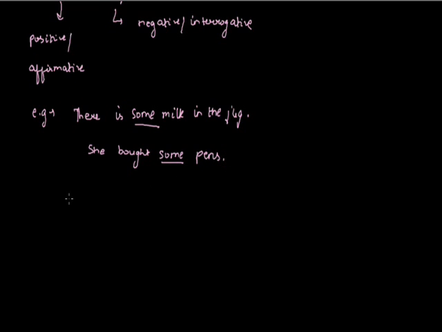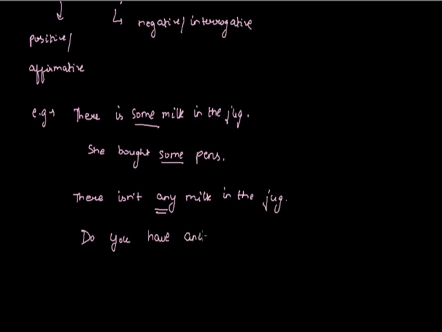If we talk about any, there isn't any milk in the jug. Here any is used in a negative sense, that there isn't any milk in the jug. If we talk about an interrogative sentence, do you have any sugar? So here any is used in an interrogative sentence.